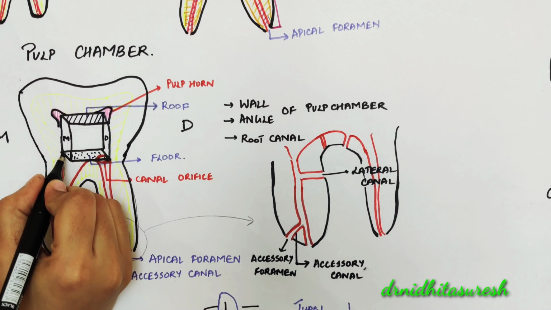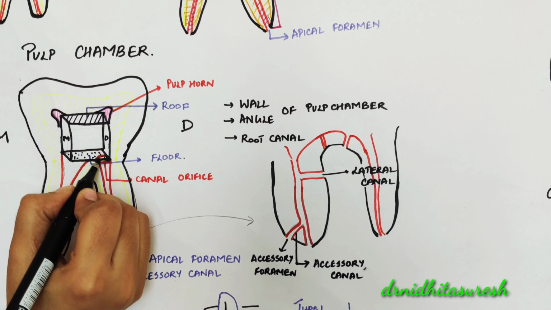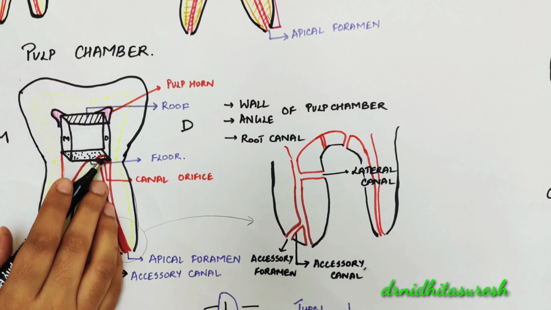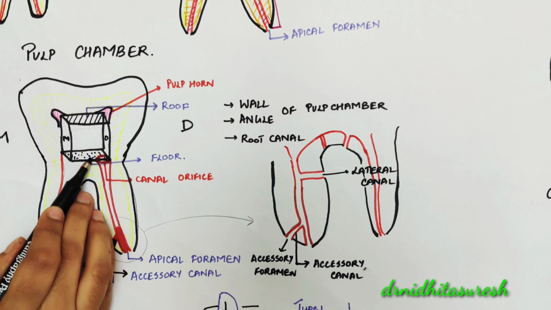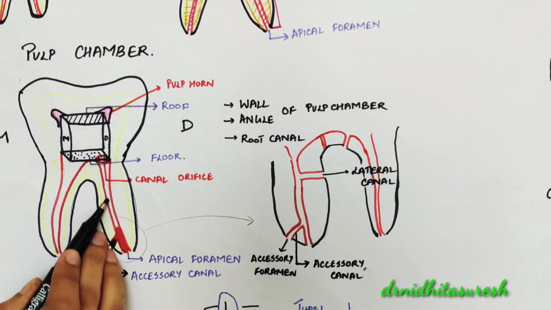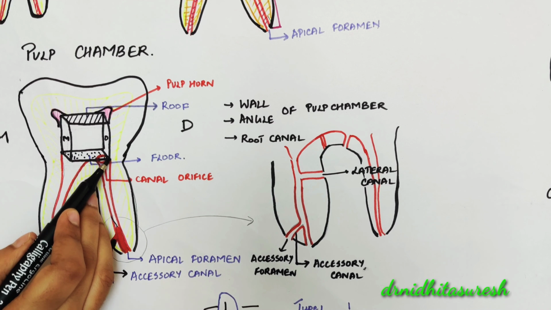So at the floor of the pulp chamber, you will find what you may call the canal orifices. These canal orifices are nothing but openings which you could see in the floor of the pulp chamber, which is leading into the root canal. So this is your root canal, right? So this is the canal orifice.